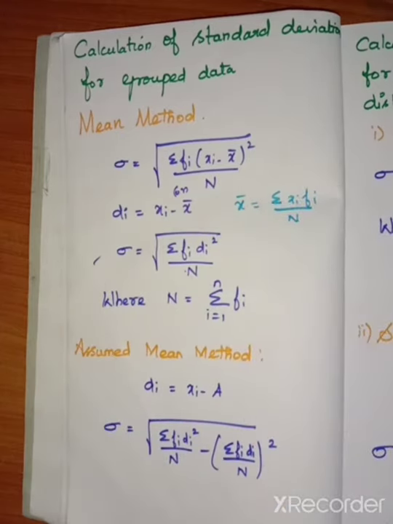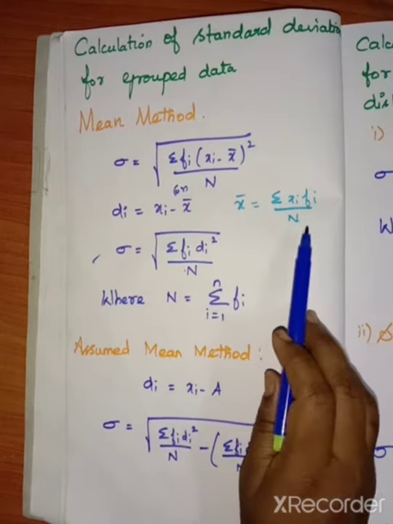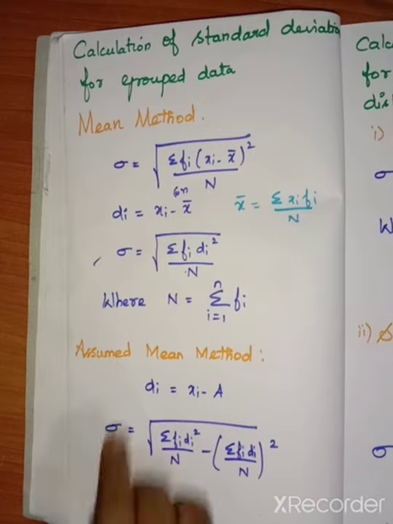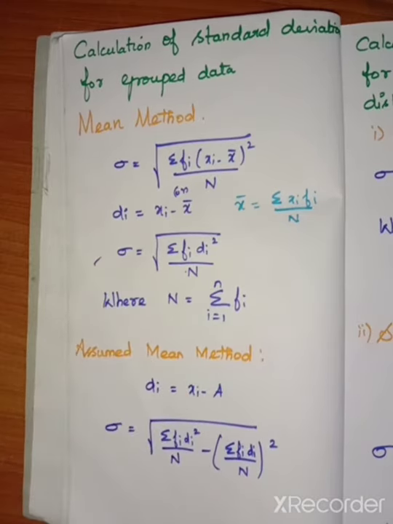Here we have di, that means xi minus x bar. For ungrouped data and grouped data both are same, but for the x bar is a little bit different. The x bar is summation xi into fi divided by n. Here we have to use the standard deviation formula, sigma equals root of summation fi di squared divided by n. For that n, we write the number of observations in the data.